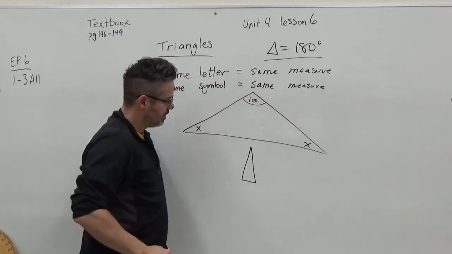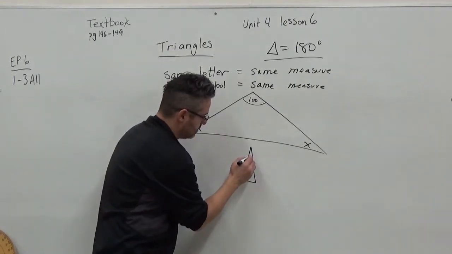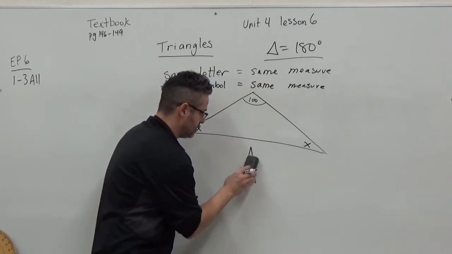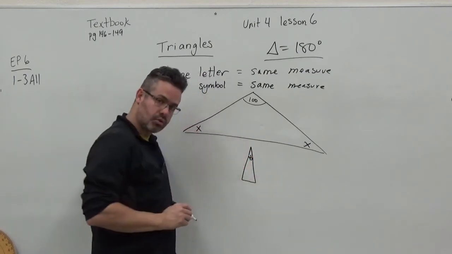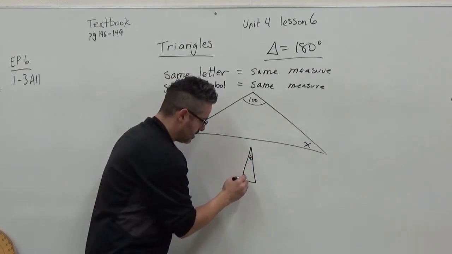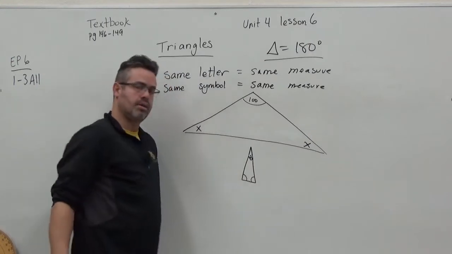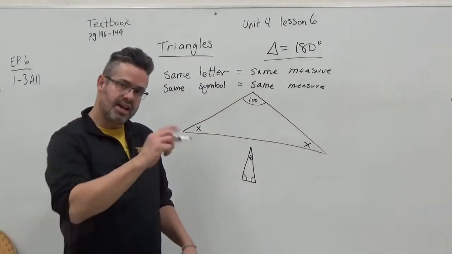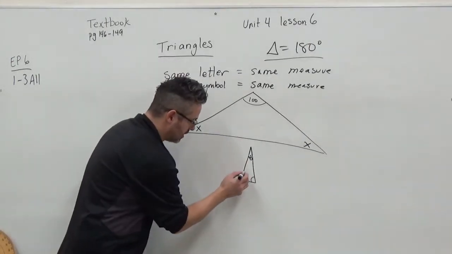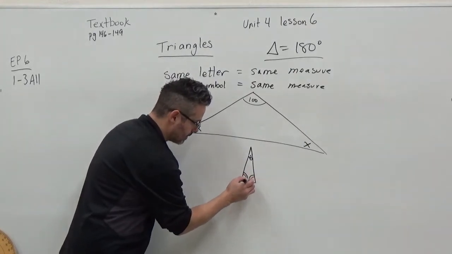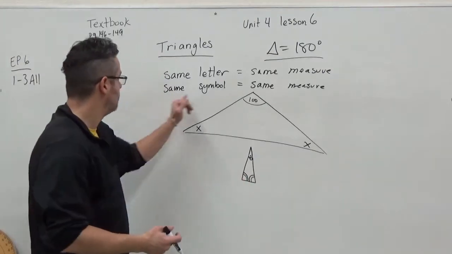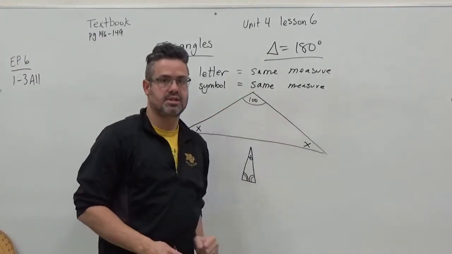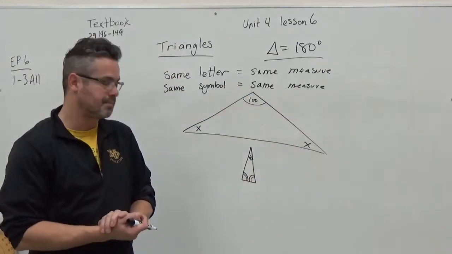So maybe this here is 15. No, let's not do 15. Let's do 20. Let's say that that's 20. And then they do this. Those are symbols. Lines on the inside. Sometimes you get a double line. Okay, a double line. Now if the lines or the symbols are the same, the measure is the same. So the numbers will be the same.